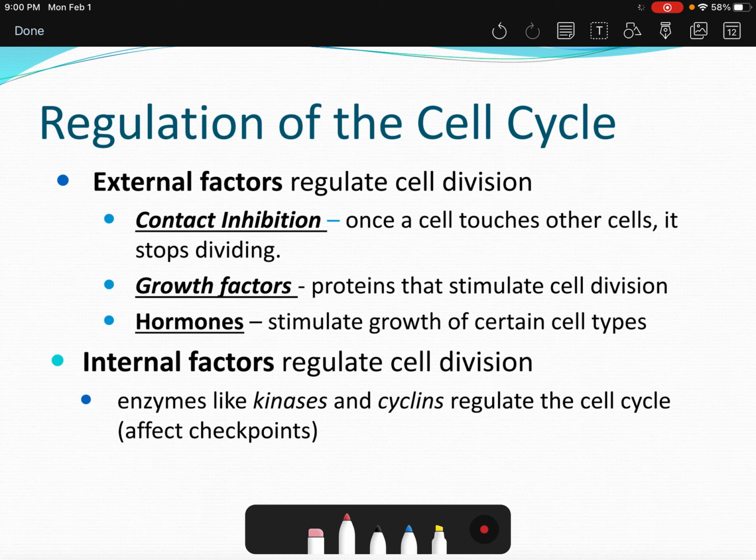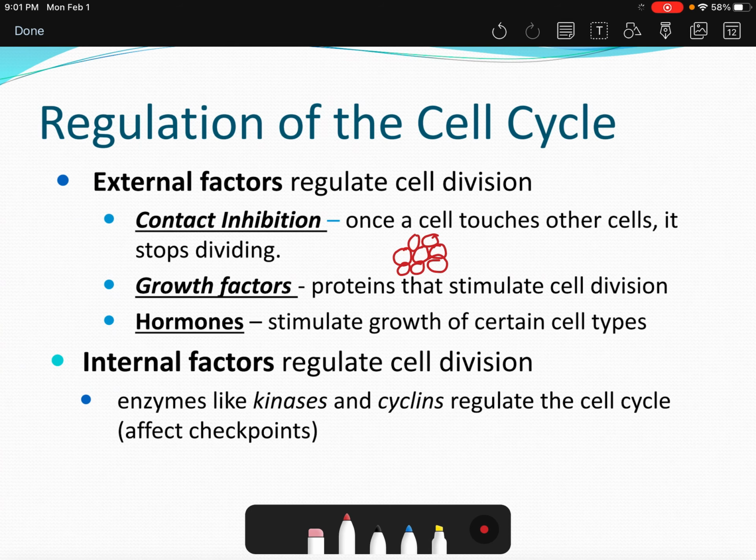So when we talk about regulation of the cell cycle, the cell cycle can be regulated by external factors as well as internal factors. External factors could include things like contact inhibition. Normally, once a cell touches another cell, it stops dividing. So if you have a cell here and it divides, pretty soon it's coming into contact with other cells, then those cells they're in contact with won't divide anymore because they're touching another one. So that kind of helps control the rate of cell division.